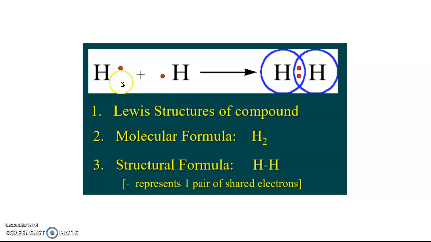In this compound, for example, every atom of hydrogen has 1 electron. Then what they do, they share these 2 electrons and both get the duet rule. That's why hydrogen is a diatomic molecule, because it's more stable as a molecule than in the form of atoms.